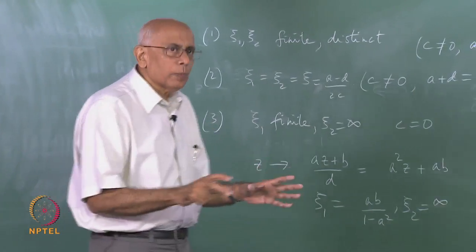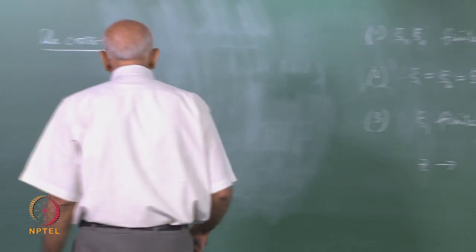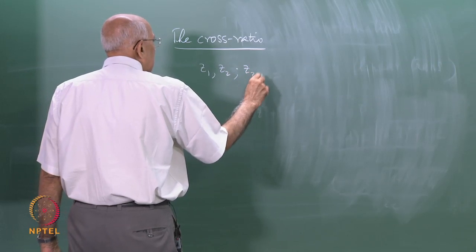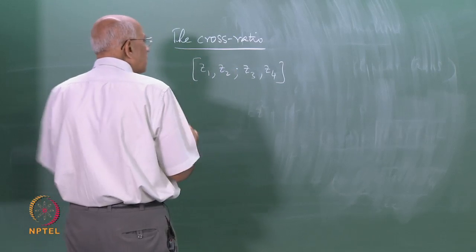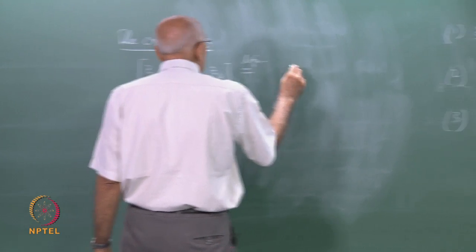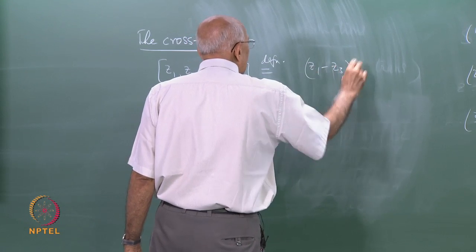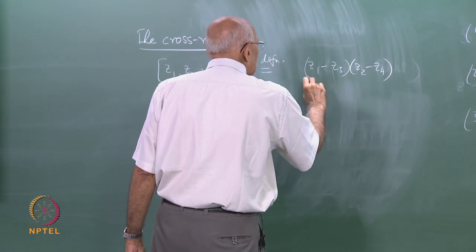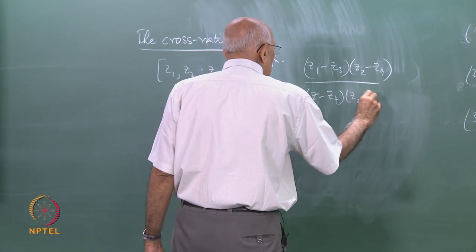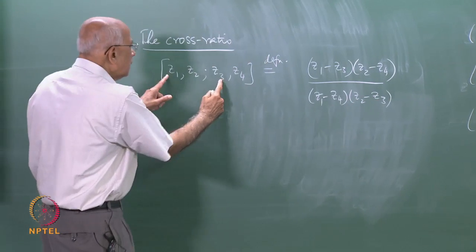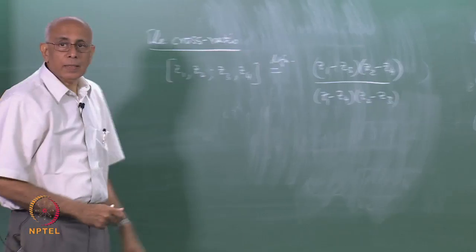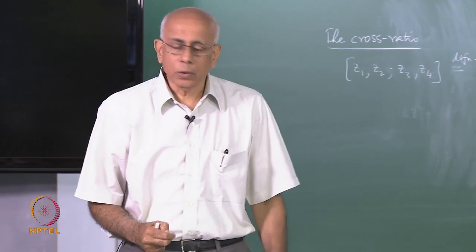So if you give me any four points on the z plane or on the Riemann sphere, z1, z2, z3, z4, I define the cross ratio of these 4 points by this definition: (z1 minus z3)(z2 minus z4) divided by (z1 minus z4)(z2 minus z3). So this minus that times this minus this, divided by this minus that times this minus this. Okay. That is defined as a cross ratio of these 4 points.